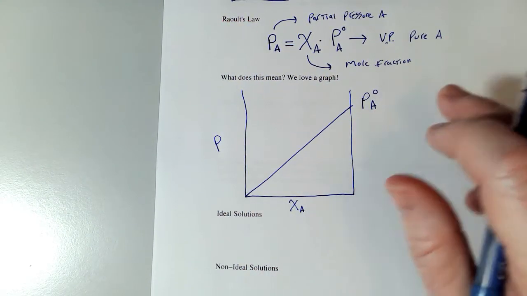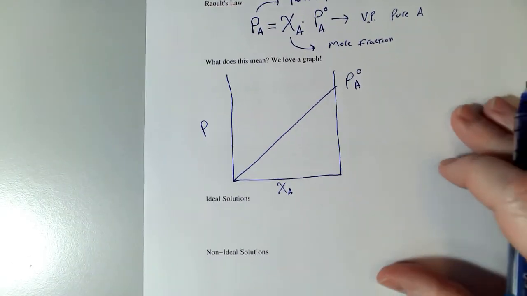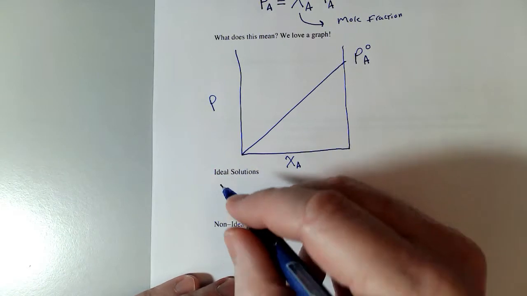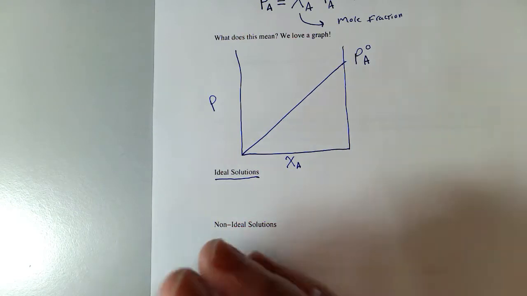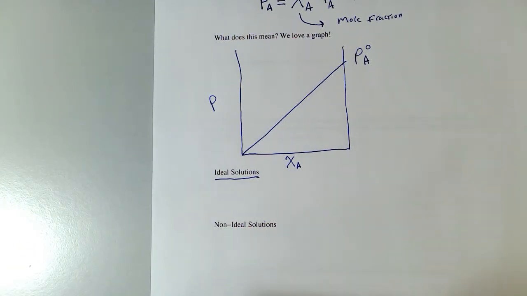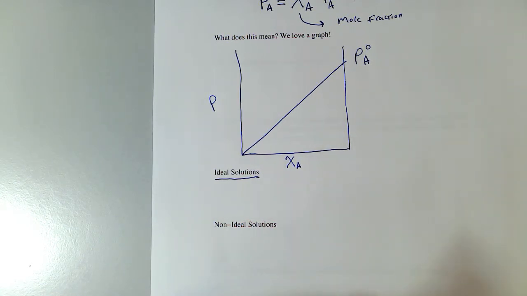Now, this is exactly what we would think we should see if everything in the world behaved as it should. That is what we might almost refer to as an ideal solution. Now, in an ideal solution, all of the interactions between solute and solvent are the same. There's no net attractive force, no net repulsive force. And this is just something that ain't often going to happen, let's be honest.